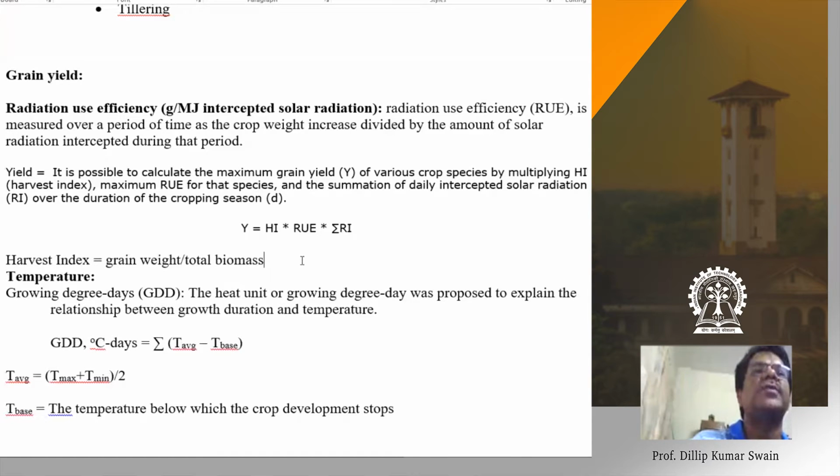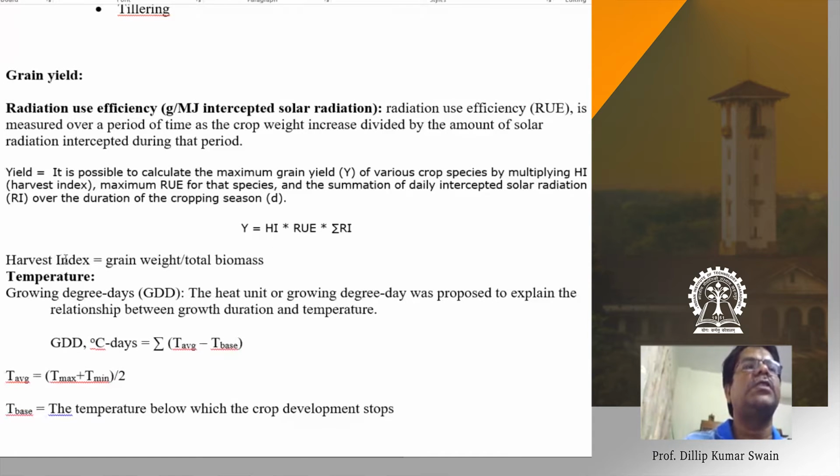Once you know the radiation use efficiency, that is a constant, and radiation interception is a dynamic one, because that depends upon the leaf area index. Once you know the leaf area index, then you calculate the summation radiation interception throughout the growing season. You will calculate the total biomass, multiply by harvest index, this is also constant one. Then you will be able to get the grain yield.